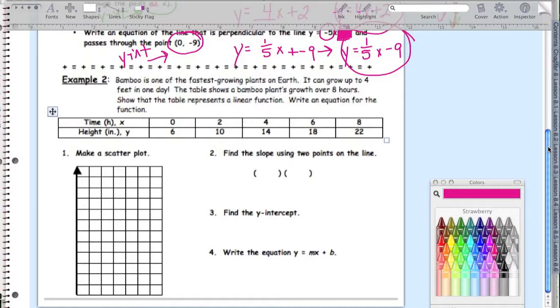Example 2, it says bamboo is one of the fastest growing plants on earth. It can grow up to 4 feet in 1 day. The table shows a bamboo plant's growth over 8 years. Show that the table represents a linear function. Write an equation for this function.